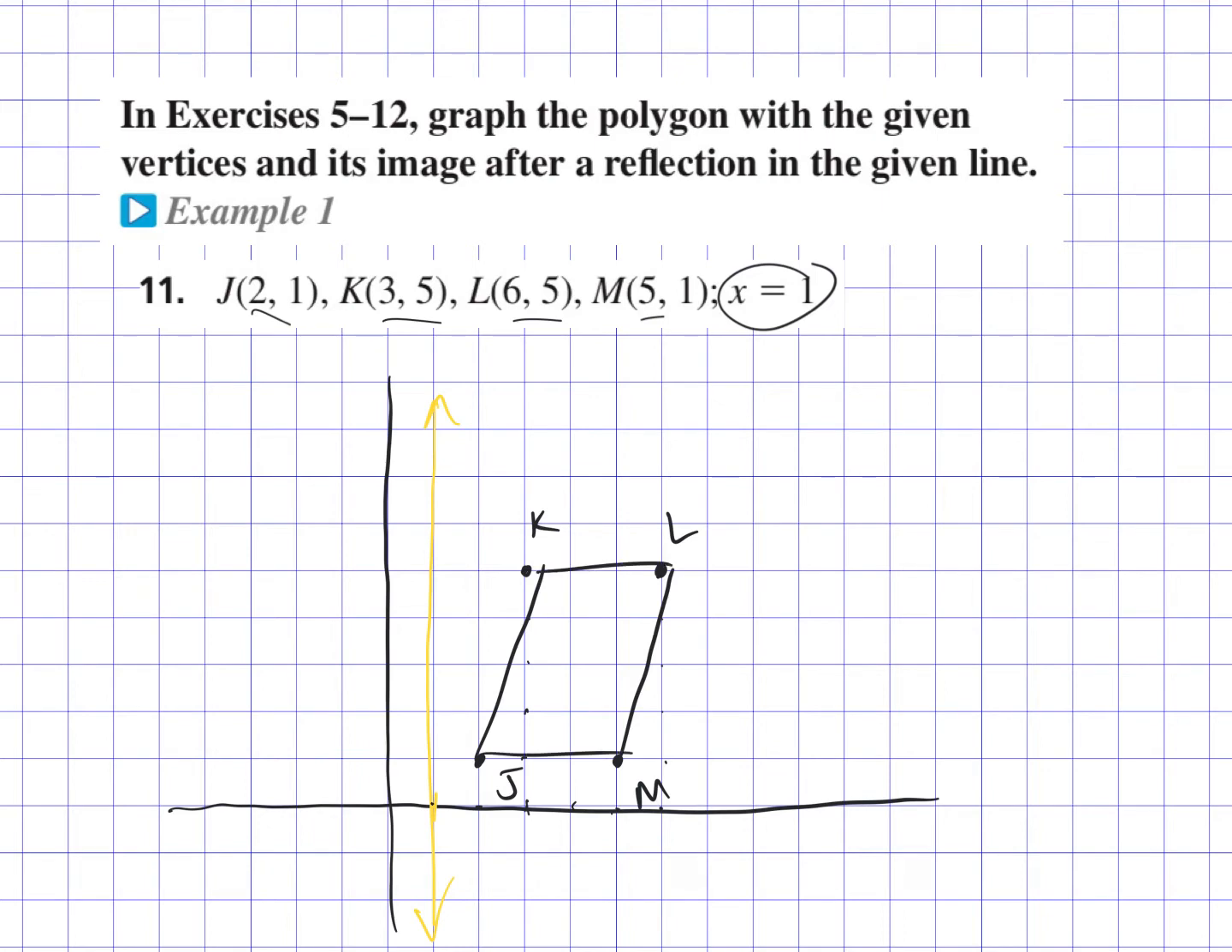Okay, so we're going to count to the yellow line and go past. So 1, 2. 1, 2. There's K prime. And L is 3 more units. If you want to count, you can count. J is 1 unit away, so J prime is right here. And M is 3 more units away. 1, 2, 3. So there is our reflected picture. Notice that L prime, K prime, they're flip-flopped, and so is J prime and M prime. Okay, that's that question. Number 13.